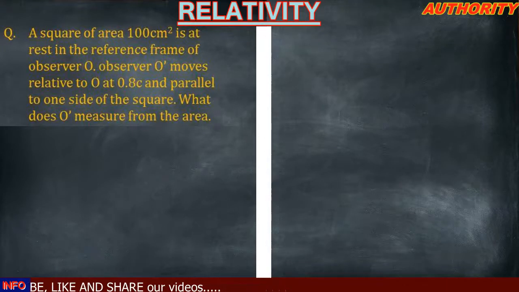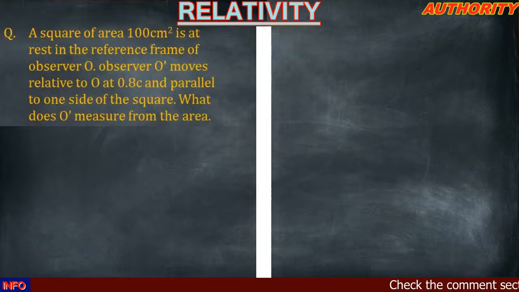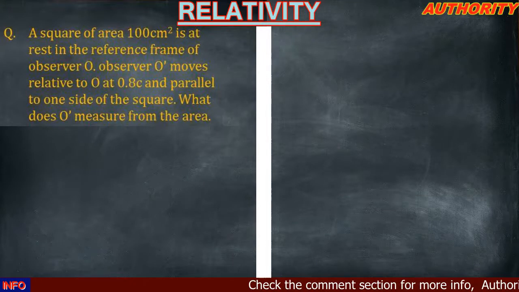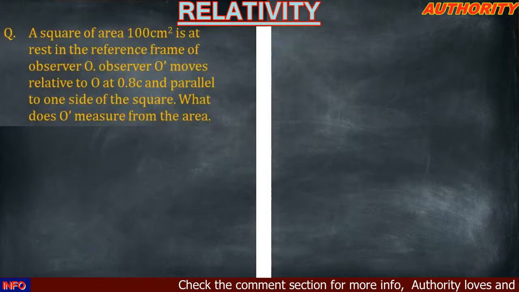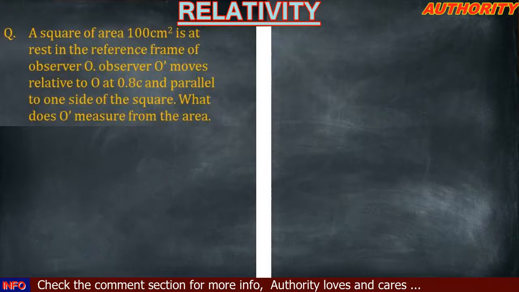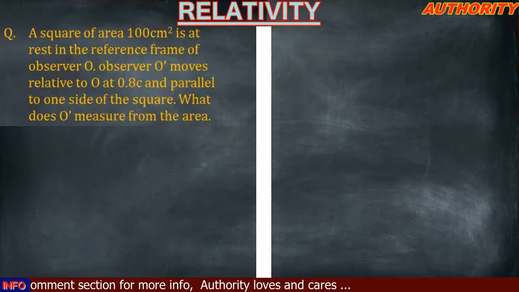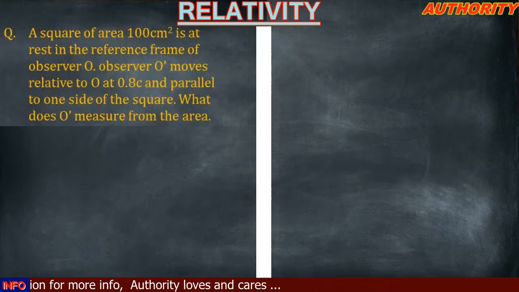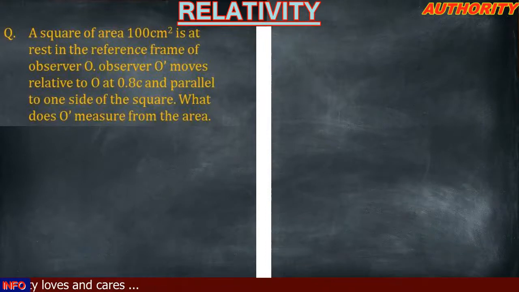So here, this question is practically telling us that there are two observers. The first observer is at rest and the second observer is in motion. So the first observer observes a square and the area of that square is 100 cm squared. And then here they are asking us that the observer in motion is going at the velocity of 0.8 c. And then we are asked to give the measure of that same area by the observer in motion.